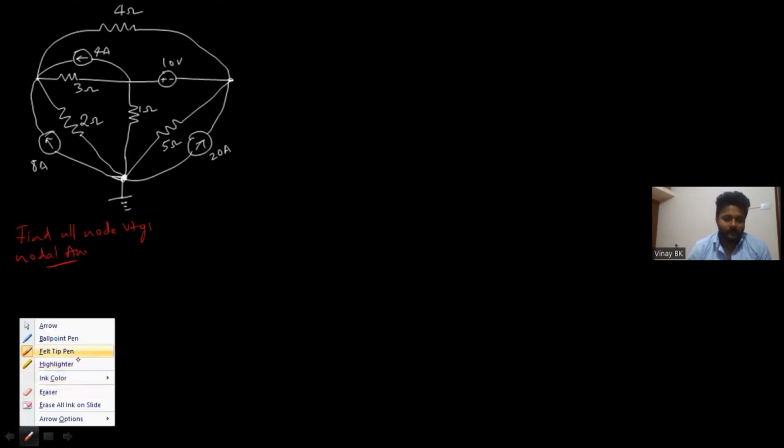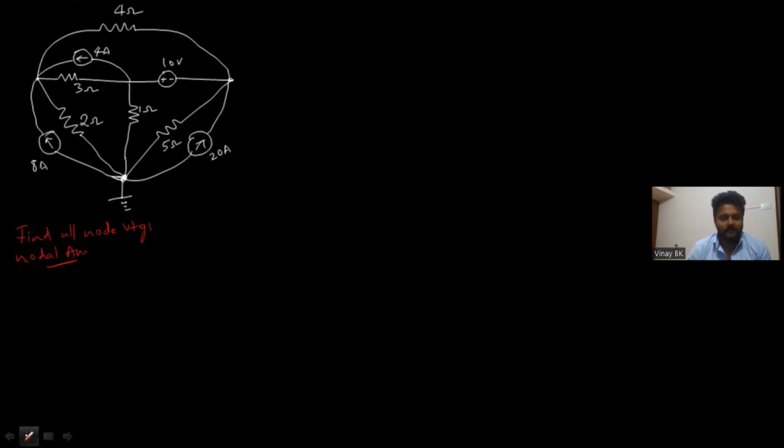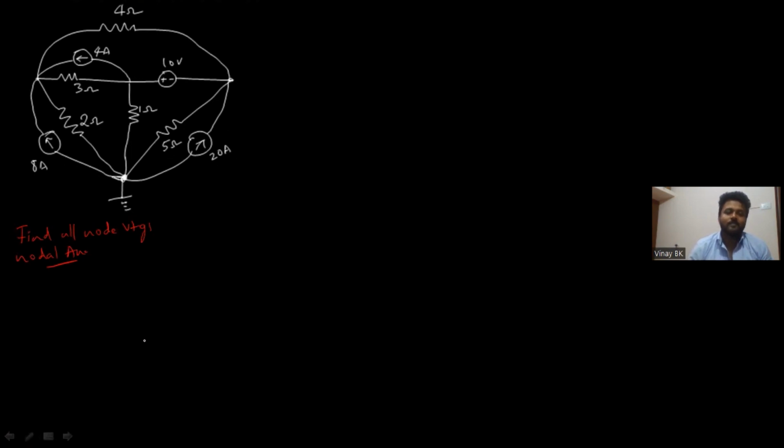Find all node voltages using nodal analysis. So now the same procedure. First we need to check whether there is any supernode or not. Obviously it is having one supernode.